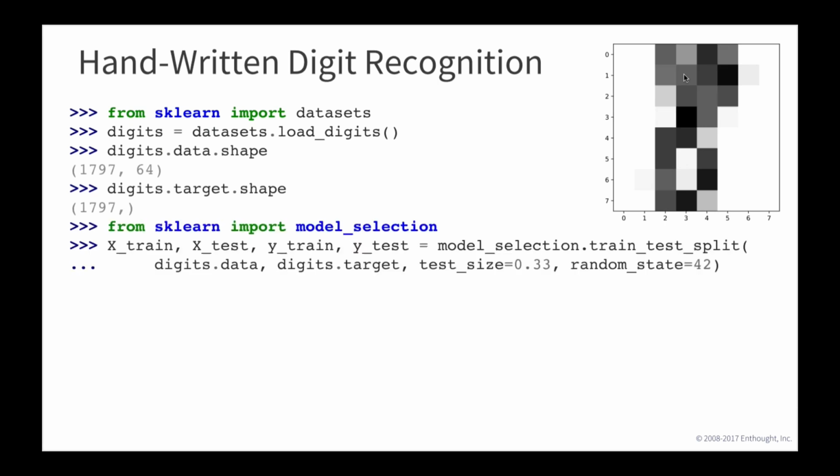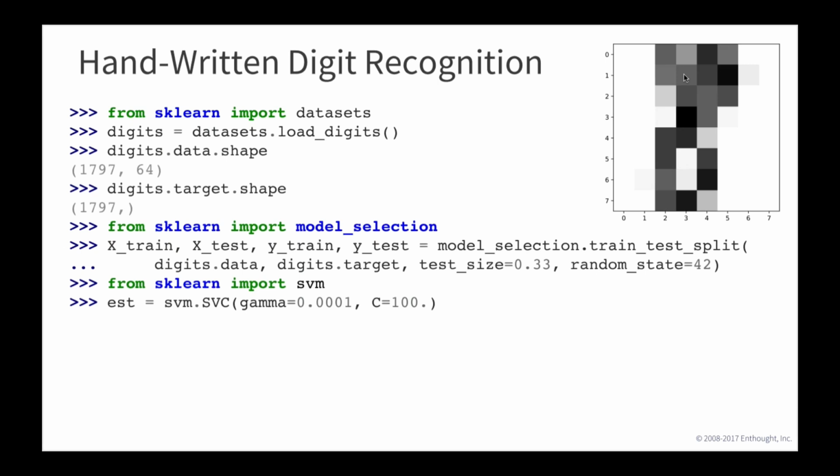Then, because I'm a good boy, I separate my data into a training set and a testing set. And I keep about a third of the data, so the test size is about 33%. And you can see here this mix of positional arguments, so digits.data and digits.target, and keyword arguments, so the test size and random state. So it's really readable, and you know what values you're defining.